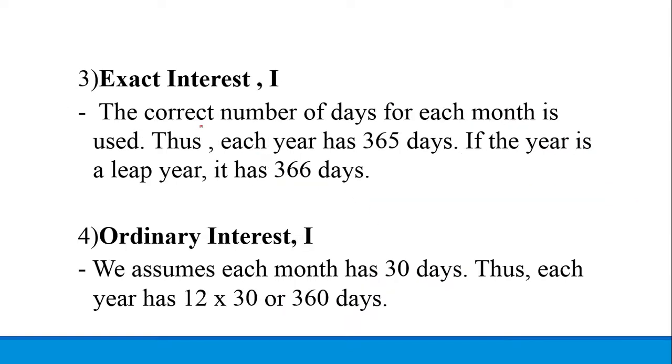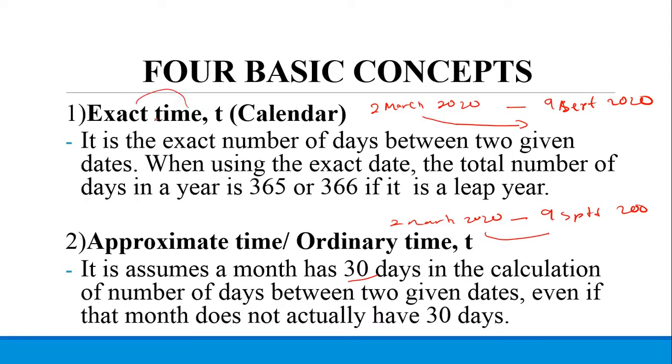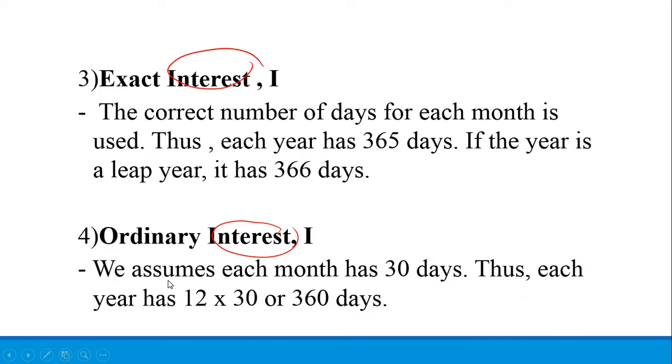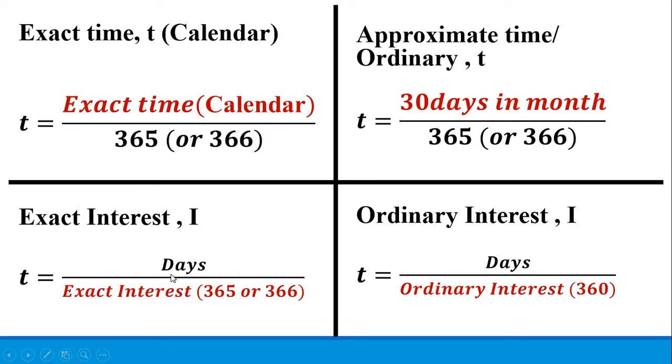But for exact interest, you have about 365 days, or if a leap year, 366 days. If ordinary interest, you have about 360 days. Make sure you don't make a mistake. This is for interest: exact interest, ordinary interest. But this one is time: exact time, approximate time, exact interest, ordinary interest.